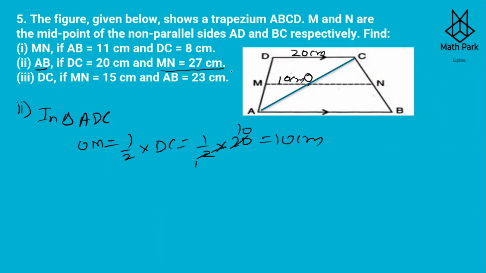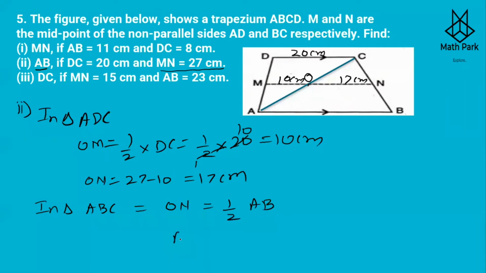And you are given MN is equal to 27. So you get ON is equal to 27 minus 10, which is equal to 17 centimeter. Now in triangle ABC, you have ON is equal to half of AB, or AB is equal to twice ON. ON we have already calculated, which is 17. So 2 times 17, which is equal to 34 centimeter is your AB. We are done with the second part.